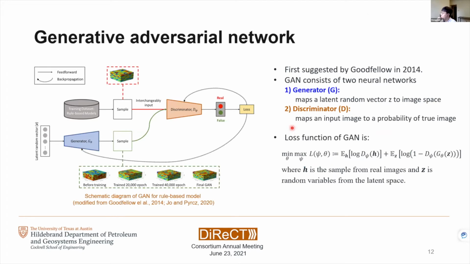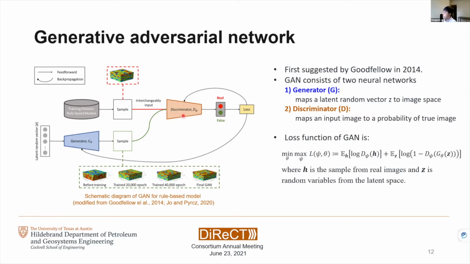And next, in this slide, I would like to explain the Generative Adversarial Network, or GAN. GAN is a framework for training the generative model that was suggested by Goodfellow in 2014. It has two different neural nets. First is the generator, the second is the discriminator. The generator takes the latent random vector and maps it to the image space. In our example, this should be 3D subsurface models. And the discriminator takes the image data, which is a subsurface model, from either the training data set or from the generator, and it can tell whether it's true or not. If it's from the training data set, it's true, otherwise it's fake.